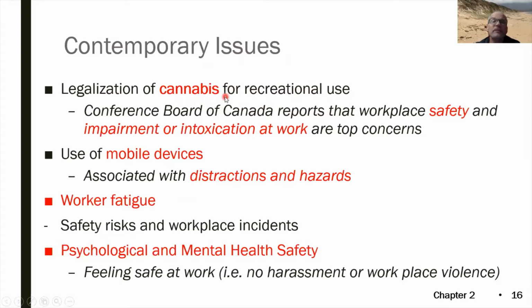So that's one area that employers are a little bit more aware of right now: the use of mobile devices, particularly with distractions and hazards. I guess the key one of that is texting and driving, for example, which is a really good example of mobile devices. Worker fatigue.